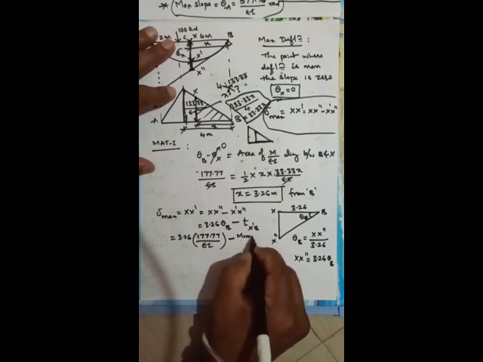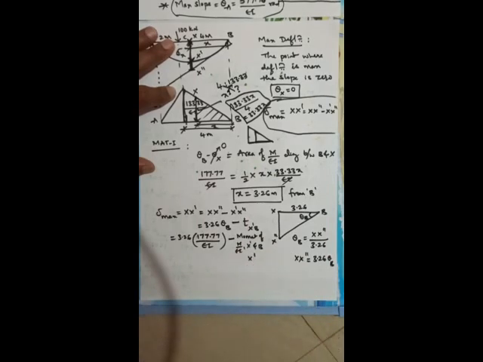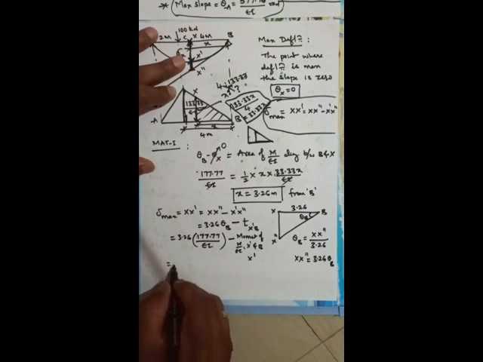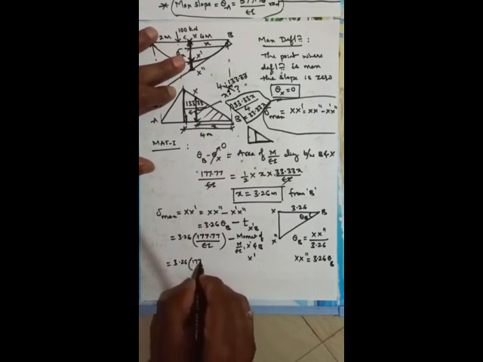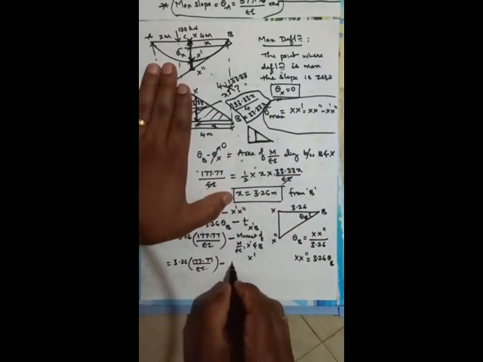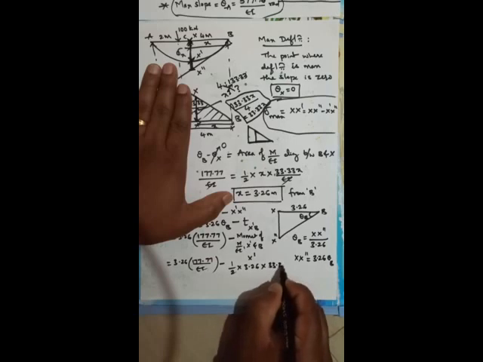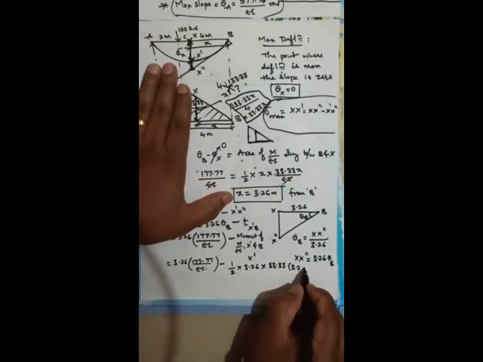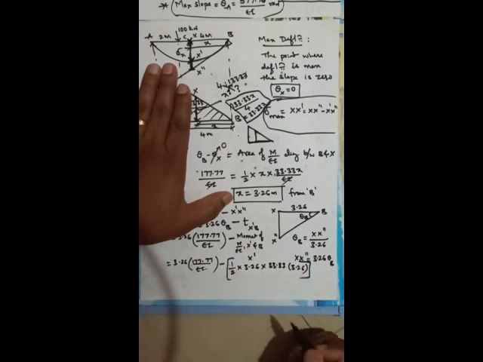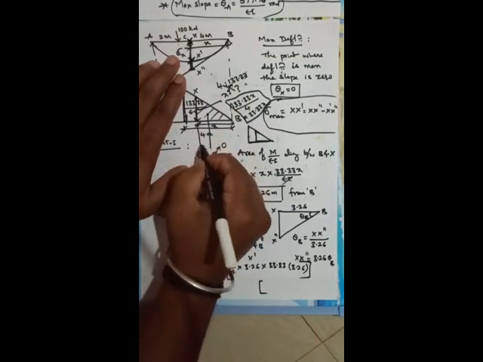What is it? Moment of the M by EI diagram between x dash and B, and the moment is taken about which point? About the point where the deflection is required. So where is the deflection required? About x dash, correct? So now if I write this, this is as usual 3.26 into 177.77 by EI. So between this diagram, the area is half into base 3.26 into height 33.33 into x, that is 3.26. This is area into distance about x dash. Where is x dash? About this point. The centroid will be here, from this to this.